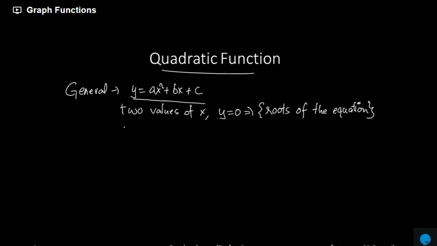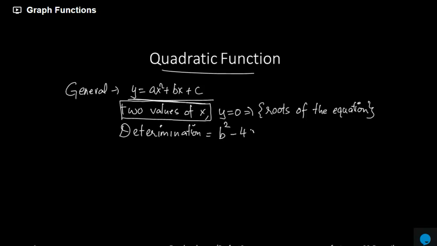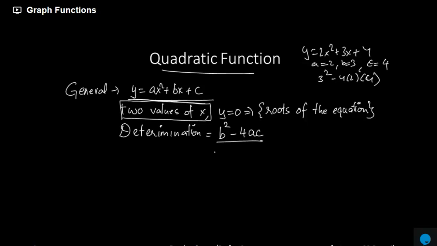So there is something known as the determinant of the equation. Now what is the determinant of the equation? It determines what is the nature of these two values of x. So this is a general form of a quadratic equation. Determinant is going to be b square minus 4ac. Right? So if I have y is equal to 2x square plus 3x plus 4, that means a is 2, b is 3, and c is 4, right? And then I'm going to find out the determinant of this equation. That would be b square minus 4 into a into c, right? So this is going to be the determinant of the equation.